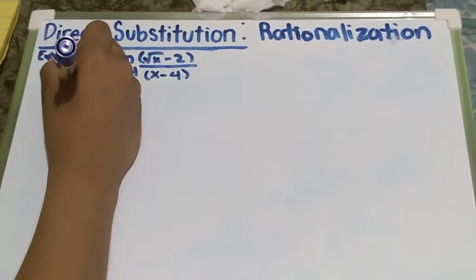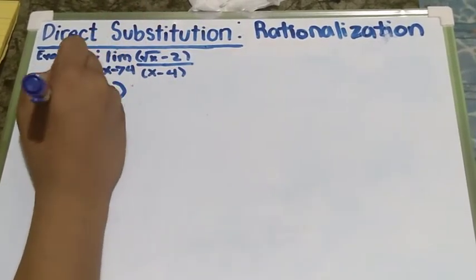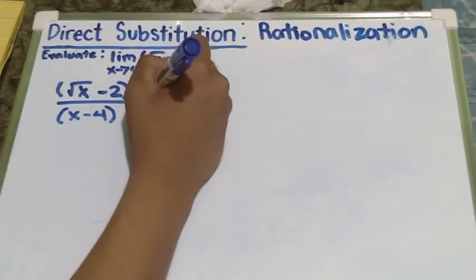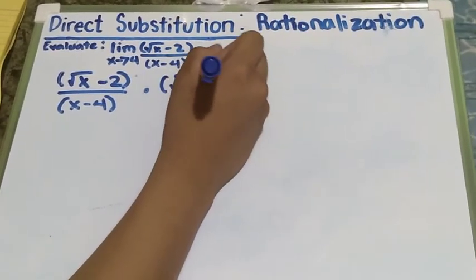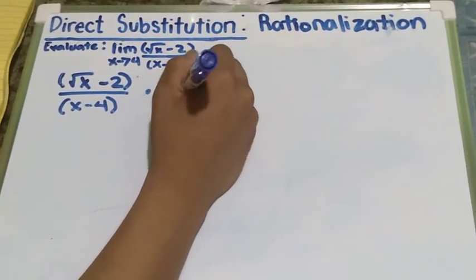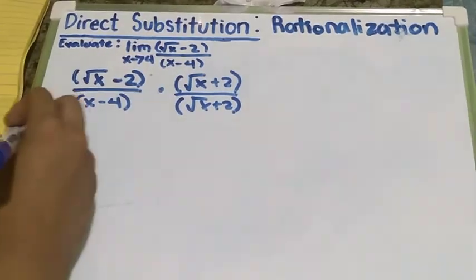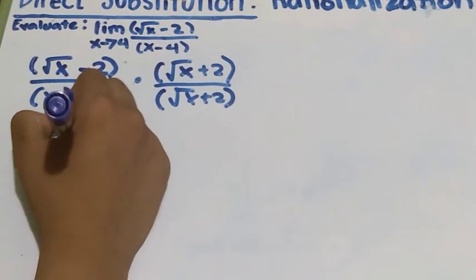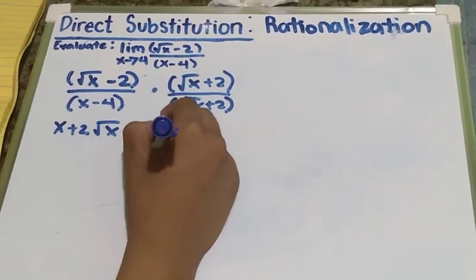You will do rationalization first. So you will multiply the square root. Where is the square root? The square root is on the numerator. So you will multiply the numerator and the denominator by square root of x plus 2, changing the sign. So square root of x minus 2 times square root of x plus 2 will be x plus 2 square root of x minus 2 square root of x minus 4.